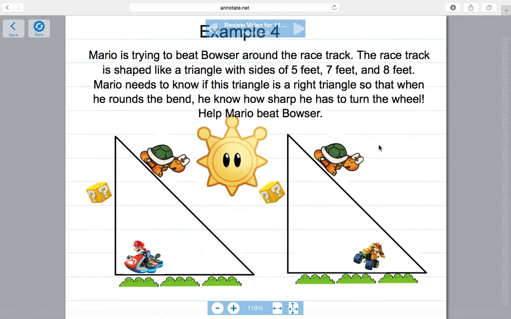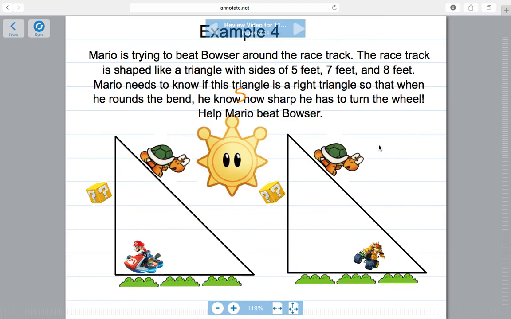Alright, and then for our last example, I got very creative here. So, Mario is trying to beat Bowser around the racetrack. The racetrack is shaped like a triangle with sides 5, 7, and 8 feet. Mario needs to know if this triangle is a right triangle so that when he rounds the bend, he knows how sharp he has to turn the wheel. Help Mario beat Bowser.